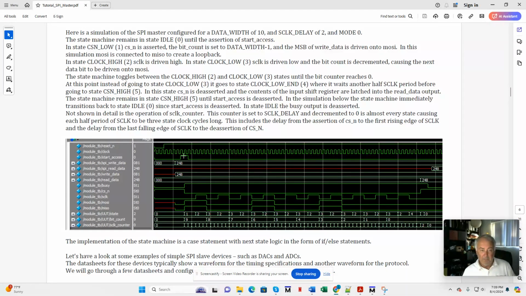And so what we see here is the state machine in state 0, which is the idle state. And it will stay there forever until the assertion of start access. So here we've driven write data with hex value 248. We assert start access, and boom, we transition to state 1, which is state CSN low. And at that point, we drive CSN low, the chip select or slave select, and we also drive the first bit of the write data, the most significant bit of write data.